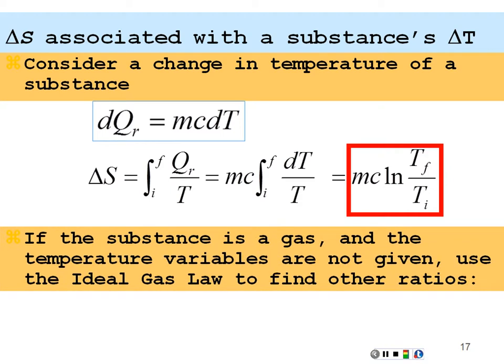If the substance is a gas and the temperature variables are not given, then you could use the ideal gas law to find the ratios of the other variables. In other words, we know that PV over T is a constant. P initial V initial over T initial is equal to P final V final over T final, and hence we could find the ratio of T final over T initial and express it as either a ratio of pressures, volumes, or both, and substitute that into this expression and calculate the change in entropy that way, if that happens to be the variables that we are given in the problem. Take a look at the problem set and example problems and how they're solved online using Educreations to see how this might work out.